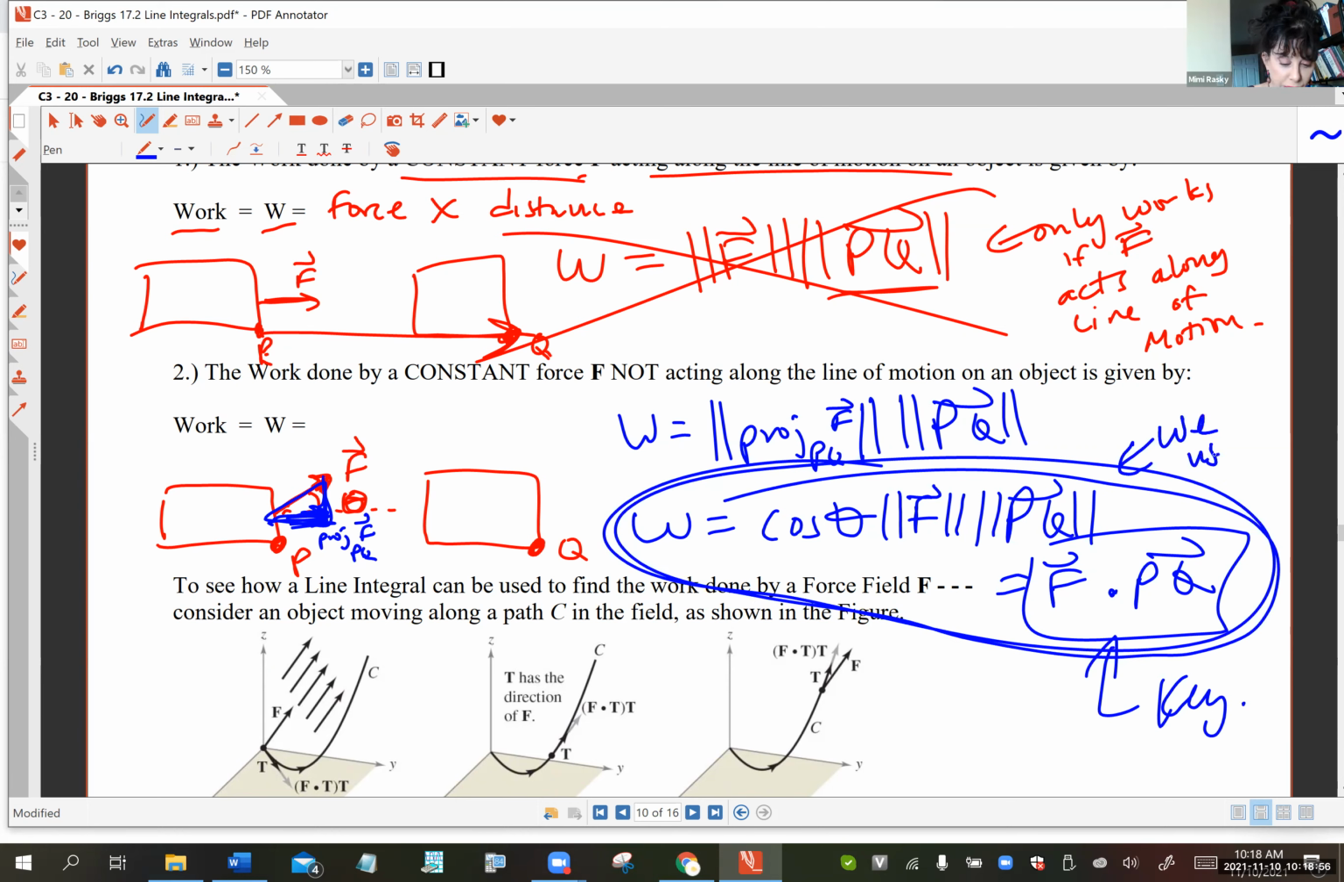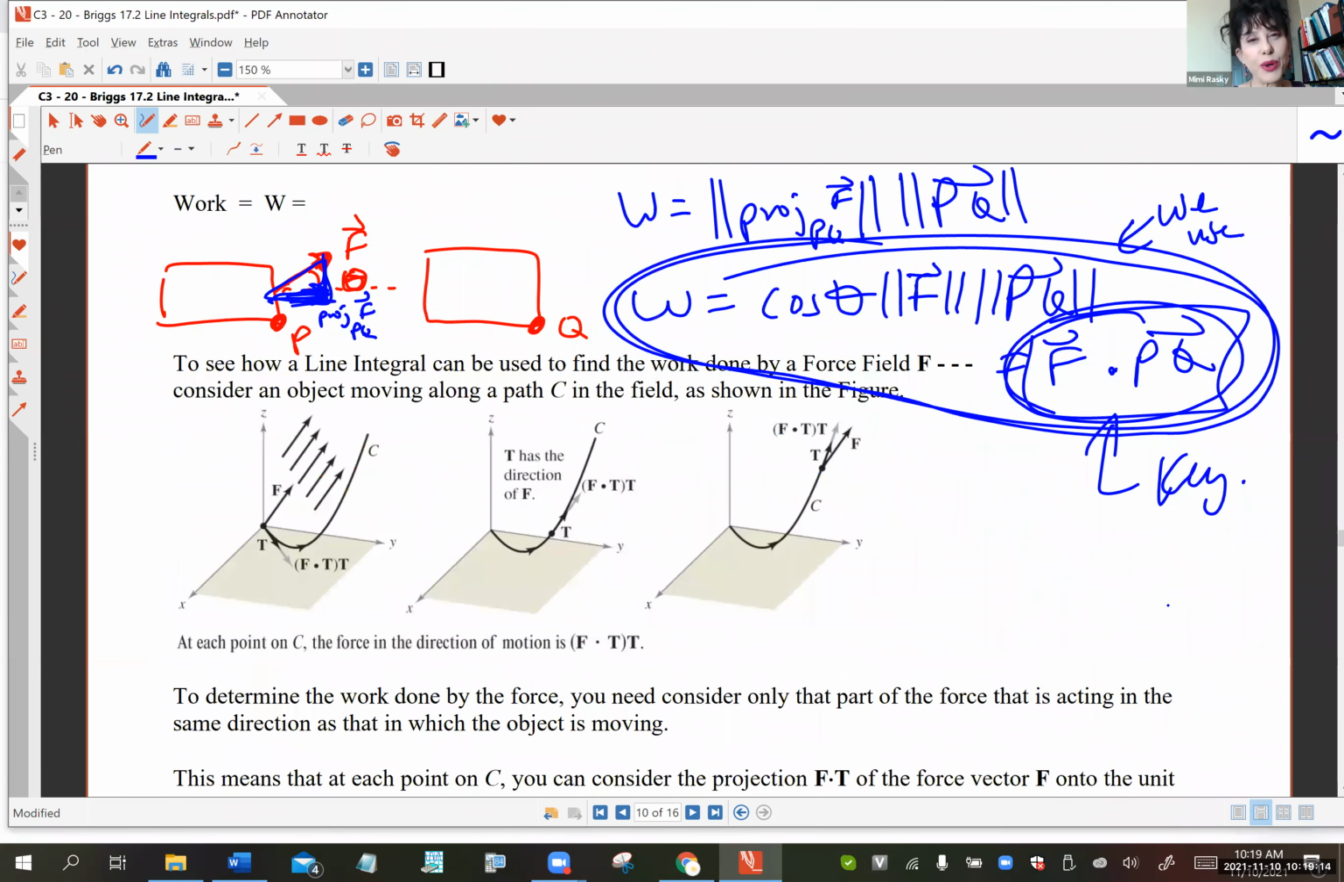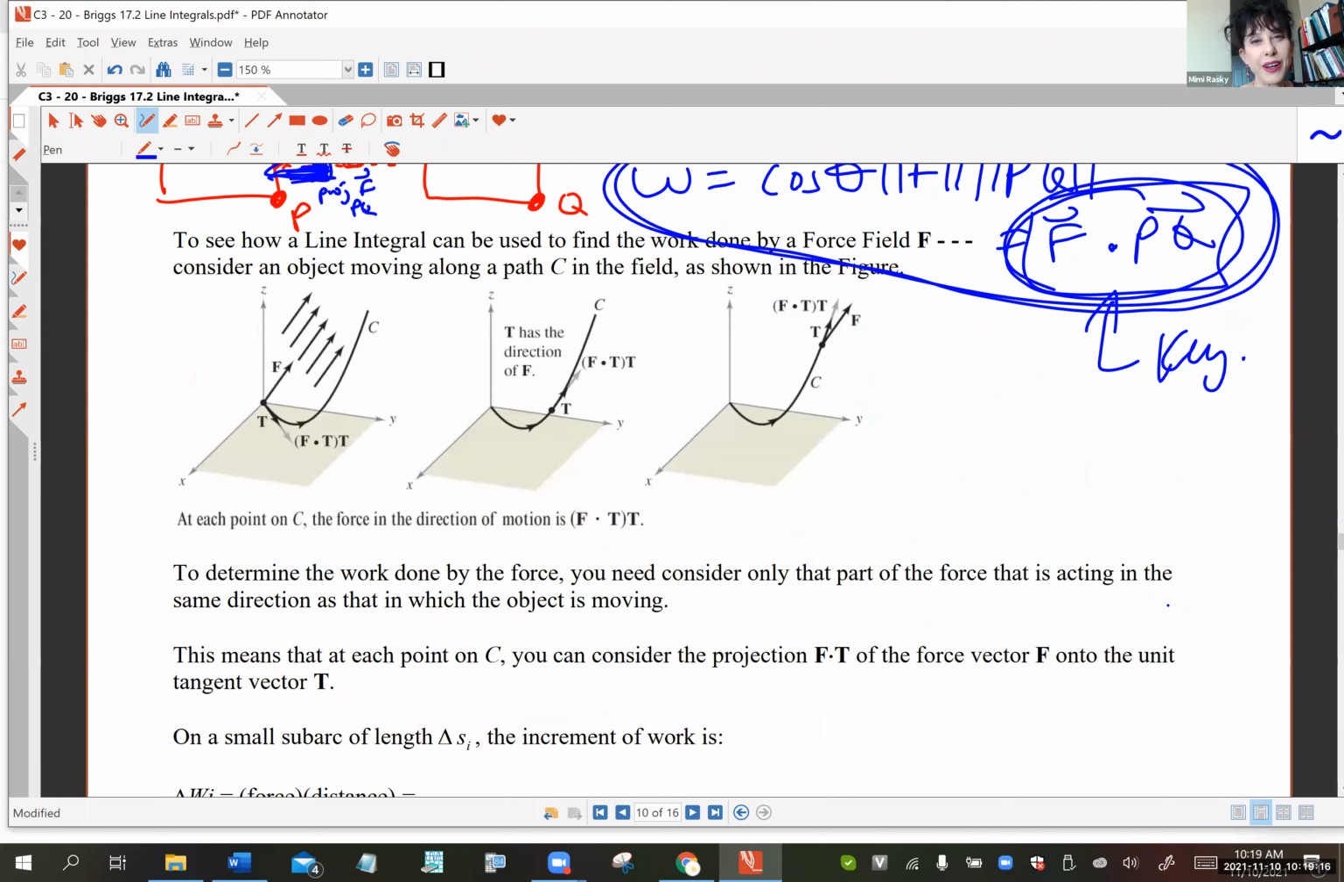Well, which one is better? The one with the cosine or the one with the dot product? It depends on the information they give you. So, pick one that's pertinent to the information given. But in this particular module that we're discussing line integrals, the one I'd like you to focus on is the dot product version, because that's the one that's going to show up here or something like it in our line integral. So here's some pictures here, some diagrams.